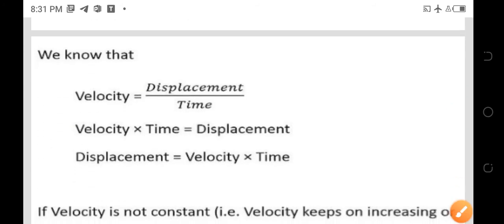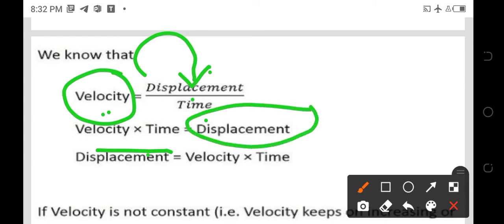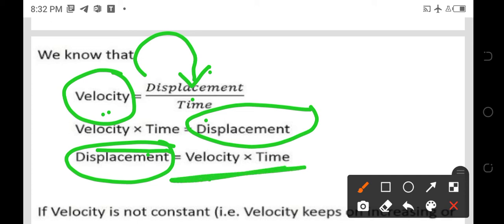Now we know that. What do you know? Velocity equal is what? Displacement by time. The formula of velocity is displacement by time. You can see the mathematical formula: velocity equal to displacement by time. Then velocity into time is what? Displacement. Then displacement equal to velocity into time.